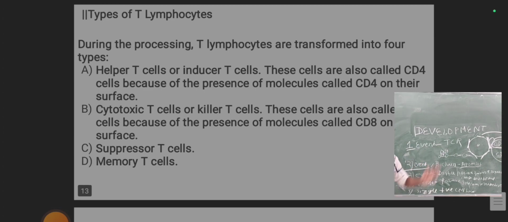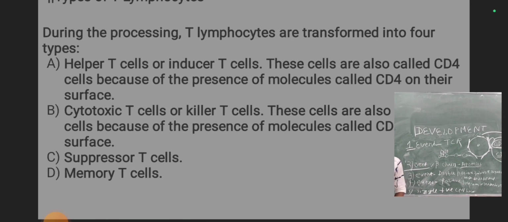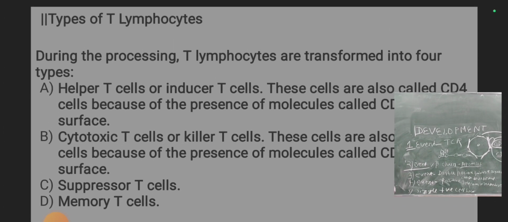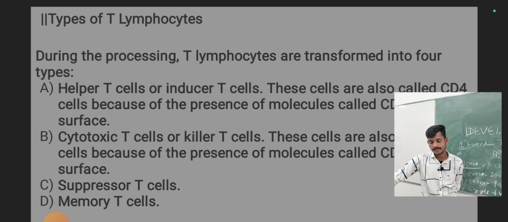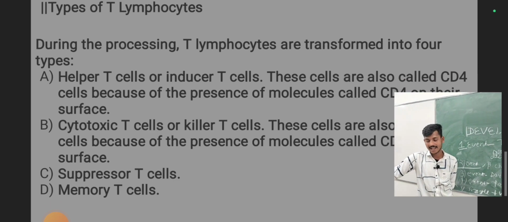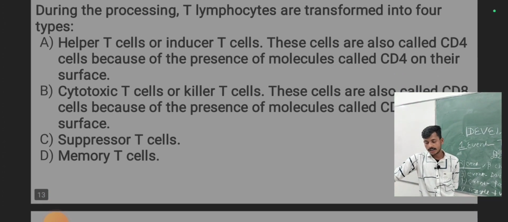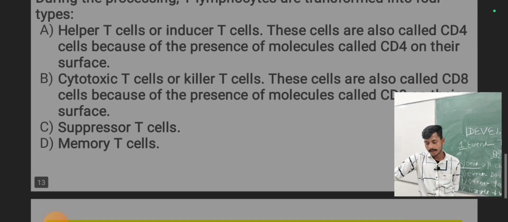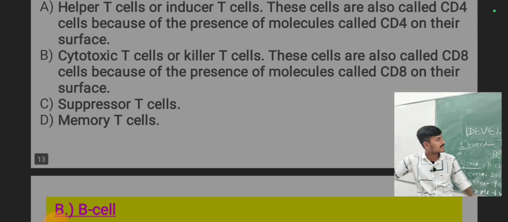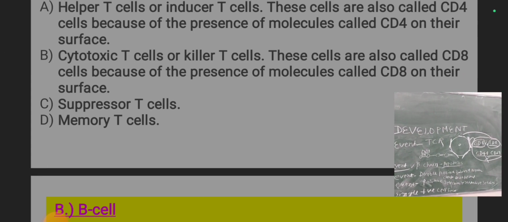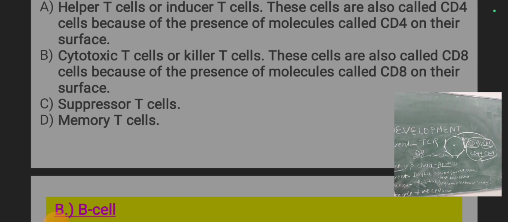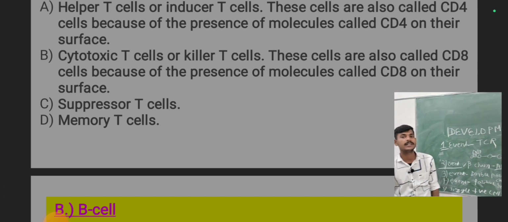So we understood that during processing, T lymphocytes are transformed. Understood the word, mark the word. T cells are transformed into four types. The first one is called the helper T cell or inducer T cell. These cells are also called CD4 cells. These CD4 cells are called the helper T cells.